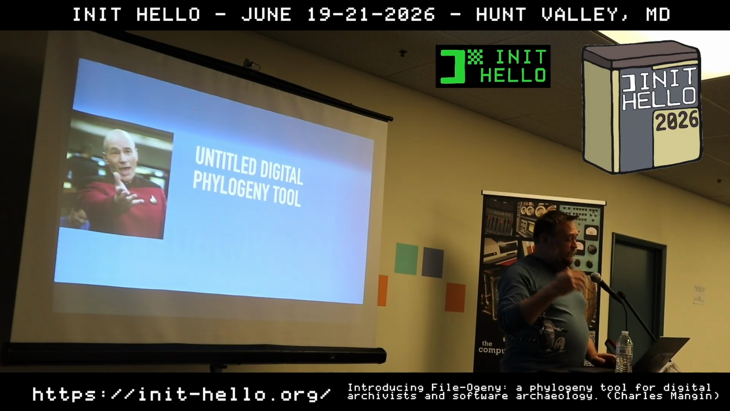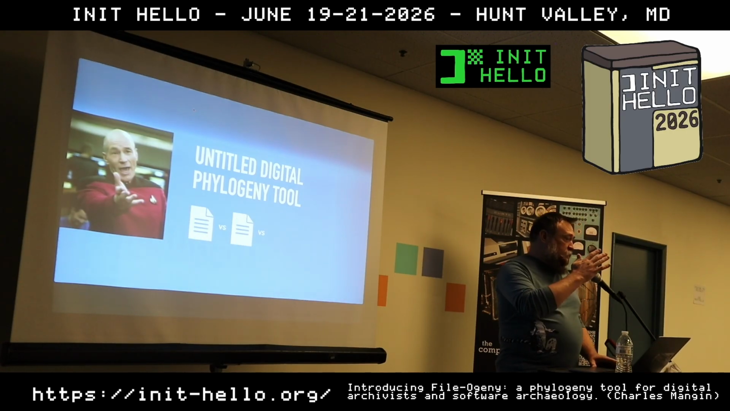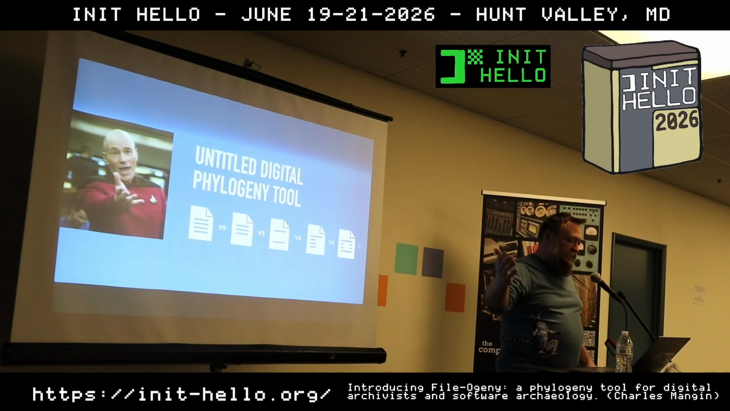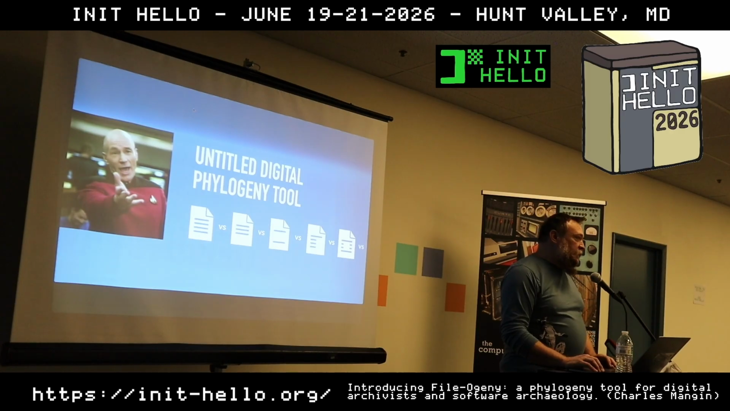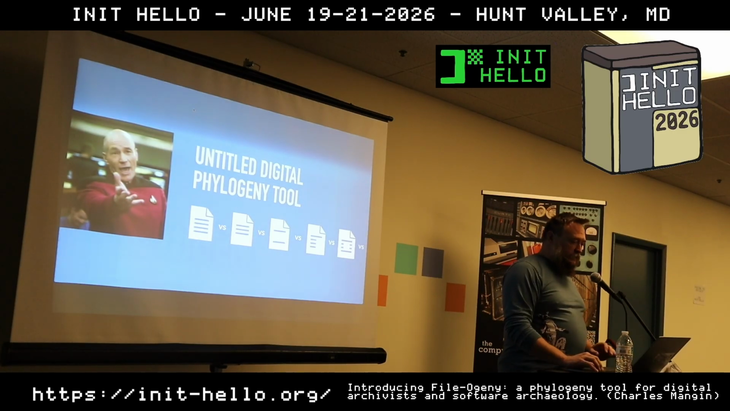In a nutshell, File-Ogeny, which right now is a working title, it was a bad pun, and I'm open to hearing suggestions after the talk is over. Thank you. What it does is it compares multiple files to one another all at the same time. It could be different versions or different variations of the same file, text files, binary files, whole disk images, very small sequences, whatever. Any collection of text or binary data that you want to find the similarities between.